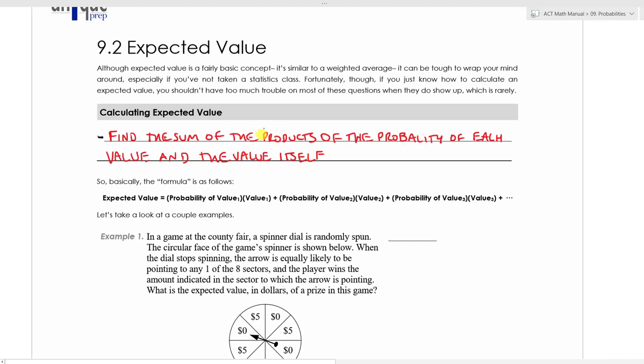So let's just break that down first here. Product of a probability of a value and the value itself. So if we have the probability of value 1 and value 1, what we do is we multiply them, and then we do that for all of the values. We get the probability of value 2, we multiply that by value 2, and then we add that to the probability of value 3 and value 3 itself, and we add up all of those products of the probability of a value and a value, and that will be our expected value.